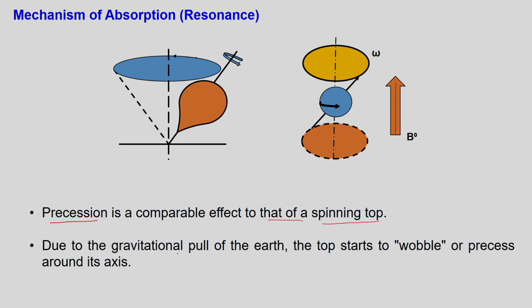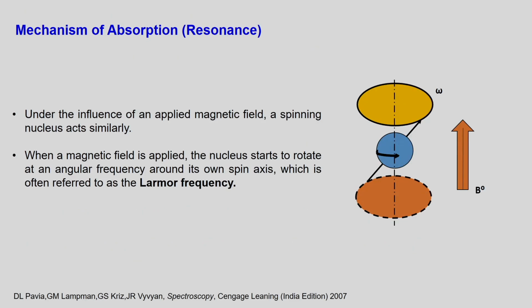Just now I told you this precession is comparable to a spinning top. Due to the gravitational pull of the earth, the top starts to wobble. As I told you, it will precess around its axis. This precessing means this particular loop it travels. In the same way, the nucleus also precesses along its axis. Under the influence of an applied magnetic field, a spinning nucleus will act similarly. When a magnetic field is applied, the nucleus starts to rotate at an angular frequency around its own spin axis, which is often referred to as the Larmor frequency.